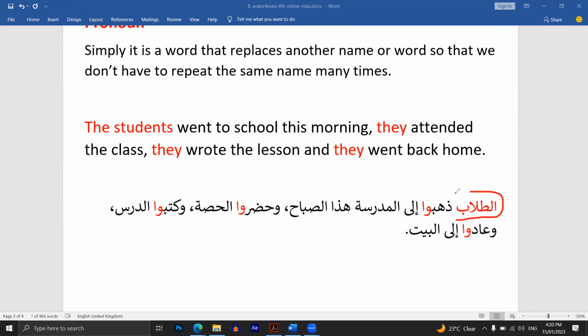Again, the same idea is here. This is the subject, الطلاب. I don't want to say الطلاب ذهبوا إلى المدرسة، الطلاب حضروا الحصة، الطلاب كتبوا الدرس، الطلاب عادوا إلى البيت. This is not okay. So instead, we replace الطلاب with a connected pronoun here. We call it واو الجماعة.